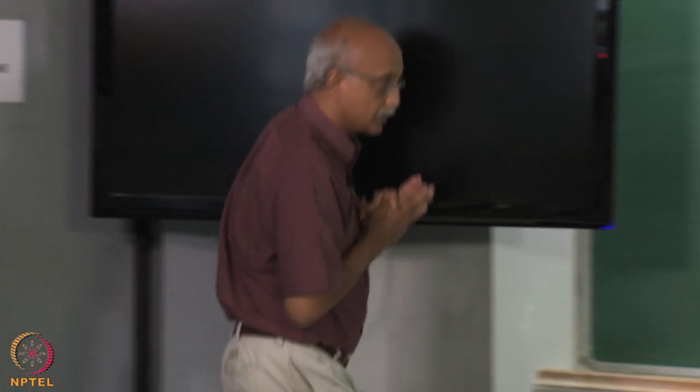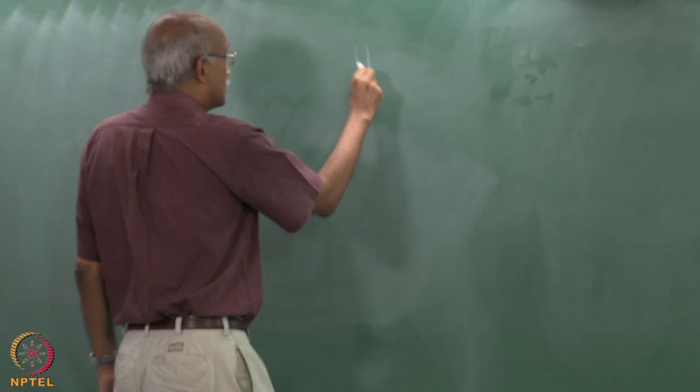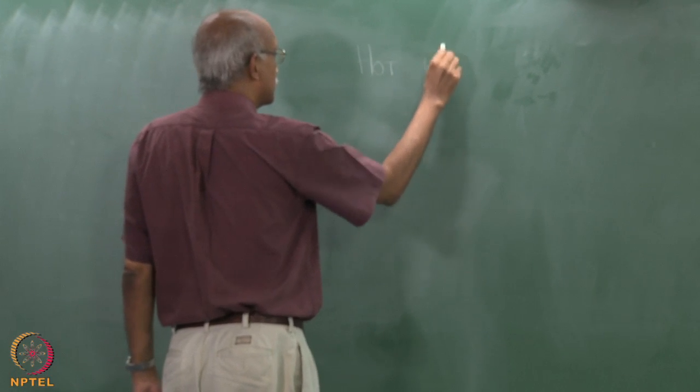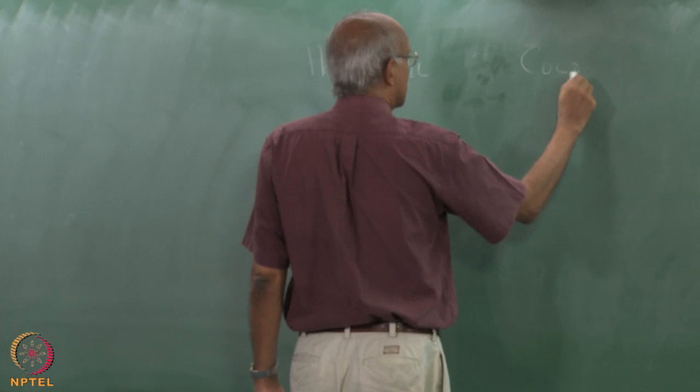Now, in terms of the temperature of the reactor, there are really, again, two modes in which a reactor can be operated. One is known as a hot wall reactor, and the other is known as a cold wall reactor.